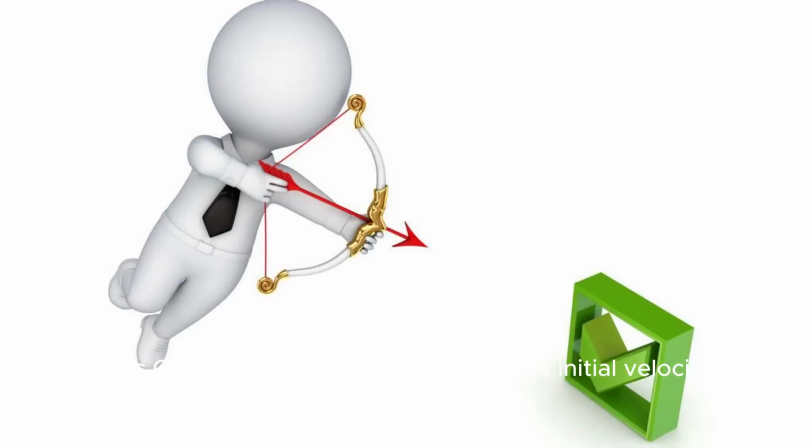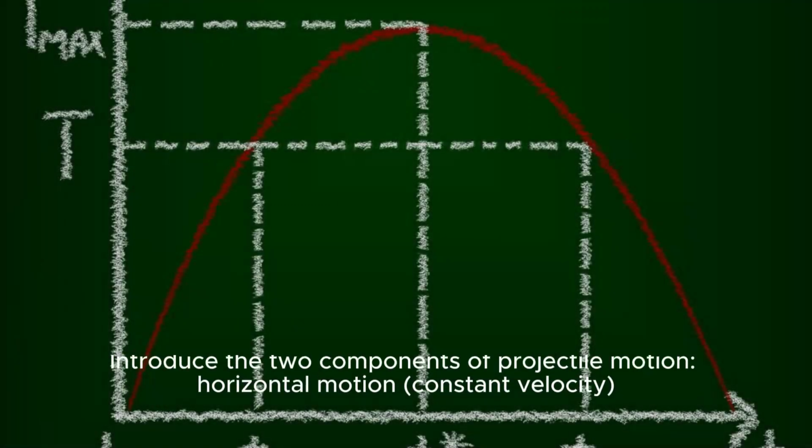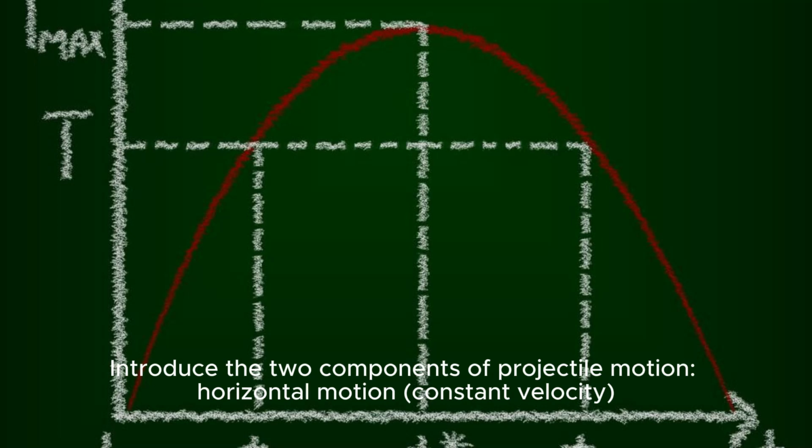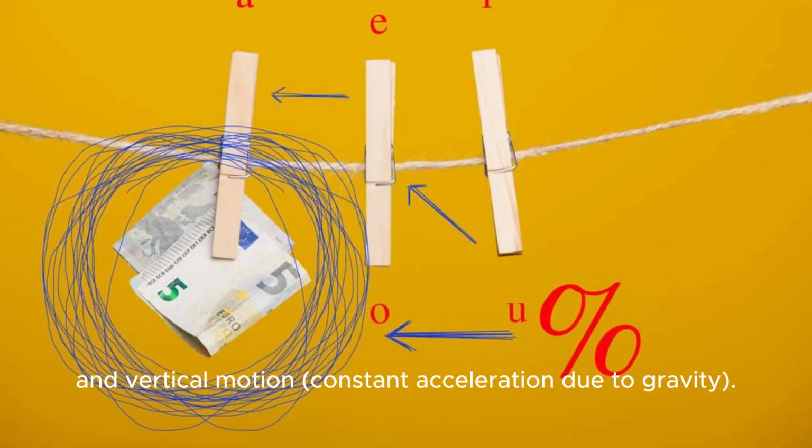Basic concepts. Define key terms such as initial velocity, horizontal velocity, vertical velocity, acceleration due to gravity, range, and maximum height. Introduce the two components of projectile motion: horizontal motion, constant velocity, and vertical motion, constant acceleration due to gravity.